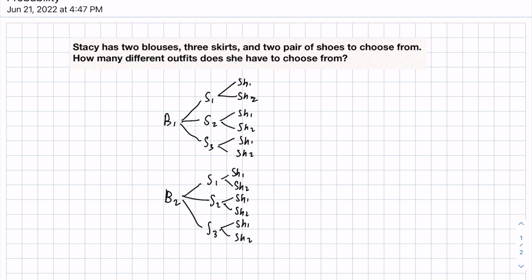I wrote down all the different possibilities, and now I just have to count them. So if I choose blouse one, skirt one, and shoe one, that's a possibility. Blouse one, skirt one, shoe two, that's another possibility. Blouse one, skirt two, and shoe two, that's a possibility. So I just keep on counting them. If I count all of these, I have six over here, and I have six over here. I just add them together and have the total number of possibilities, and that would be 12.